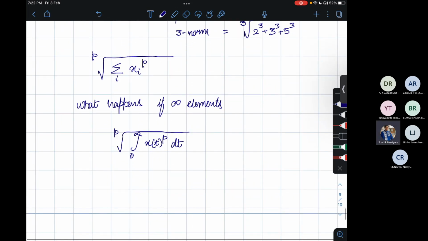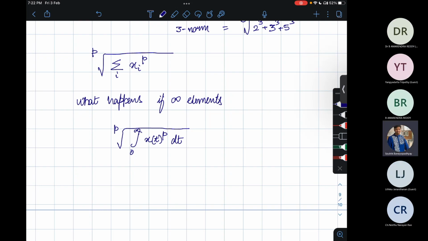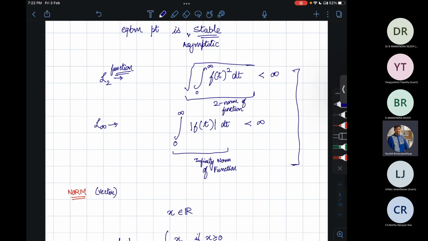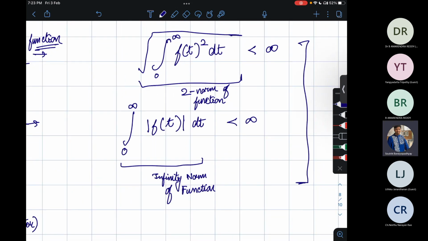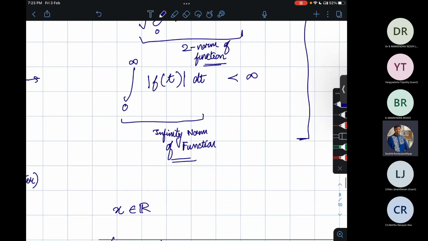So it essentially becomes that if you have a vector of infinite dimensions, it is essentially a function. At each index you have a value, so it is a function. In essence, this is an extension of the norm definition. If you look at these functions, which are nothing but infinite dimensional vectors, this is essentially the 2 norm of the function, and this is the infinity norm of the function, which was the maximum of this, right?